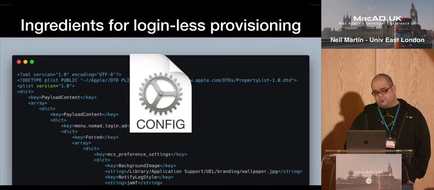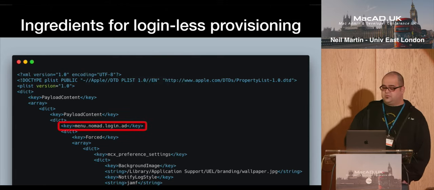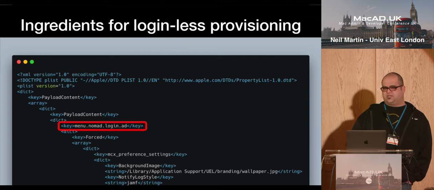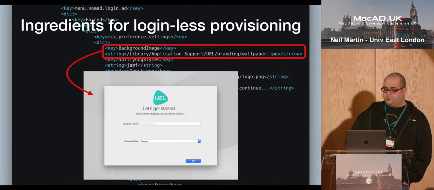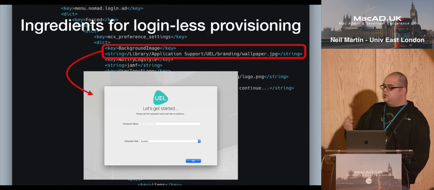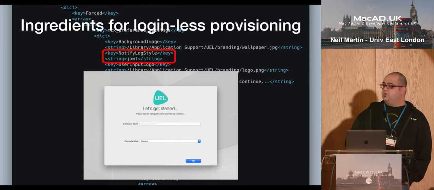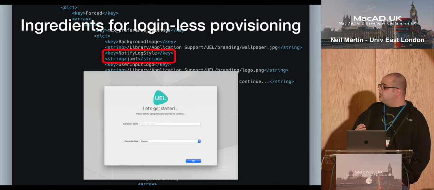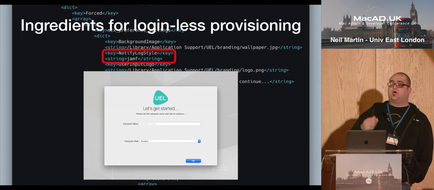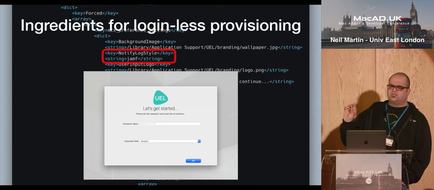The next ingredient we need is a config profile to set all of this up, to set all the preferences. And we are managing the menu.nomad.login.ad domain. There we go. And some keys that we set. We would tell Nomad Login AD to use our background image. And we would tell the notify part of Nomad Login AD to pass the Jamf log so that the status text at the bottom of the notify mech will update to show package installs as they happen when they're run by policies. This supports other management tools. I believe you can put other things in here like Munki and some others to pass their respective logs as well.